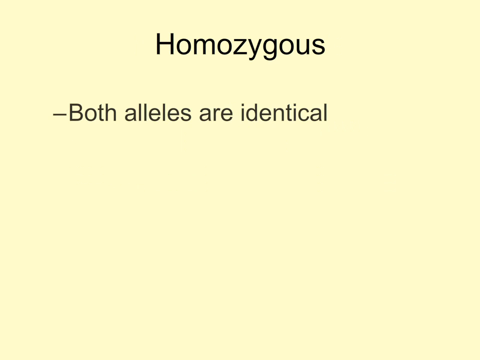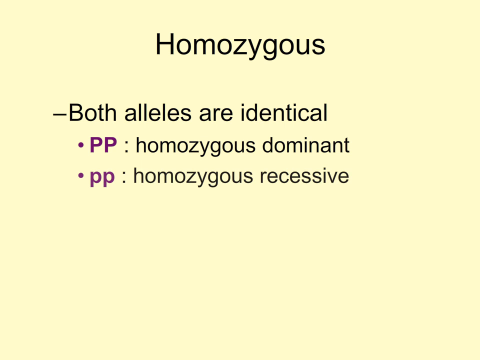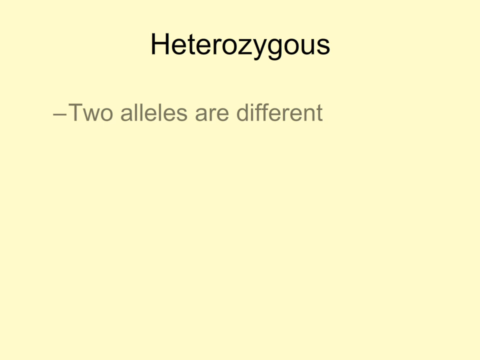If both the genes in the pair are the same type of allele, they are called homozygous. If both alleles are for the purple flowers, we would say the plant is homozygous dominant for the flower color. If both alleles are for the white flowers, we would say the plant is homozygous recessive. If the alleles differ, the individual is heterozygous for that character. If the plant has a purple flower allele and a white flower allele, it is heterozygous for flower color.